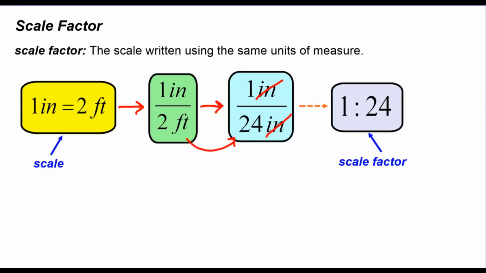So then my scale factor is 1 to 24, meaning that the actual object is 24 times bigger than the model. So any measurement on the actual object is going to be 24 times bigger than that same measurement on the model or the drawing. So scale factor is kind of a more useful way to compare the measurements because it's independent of any type of units of measure. So that's what makes scale factor nice to use.